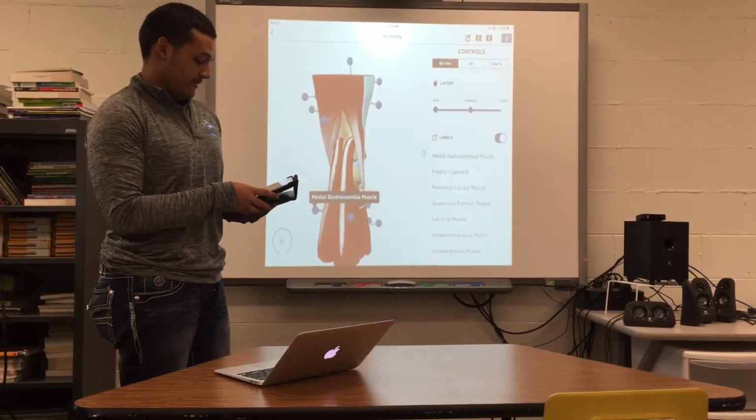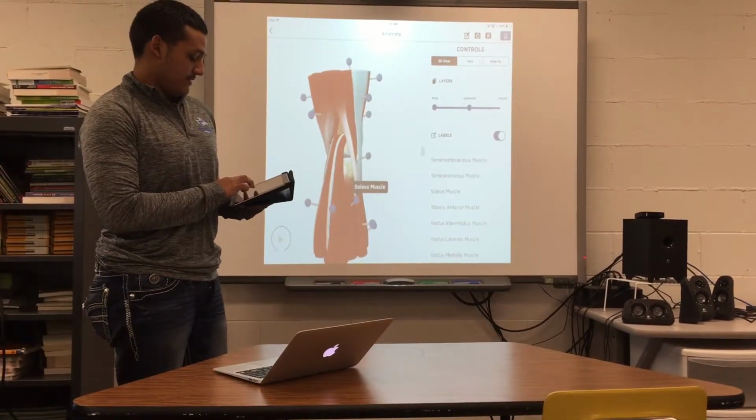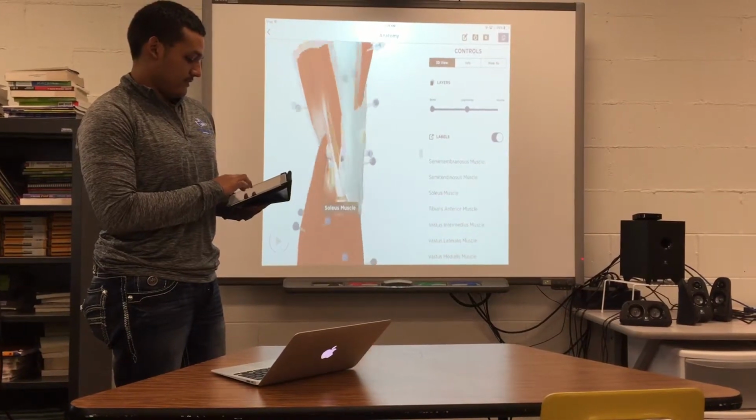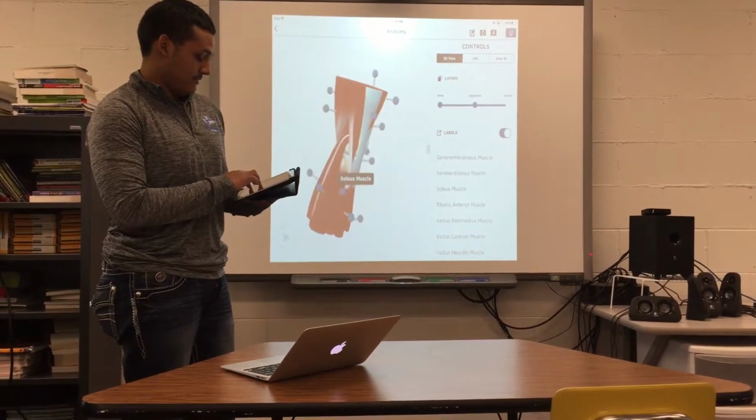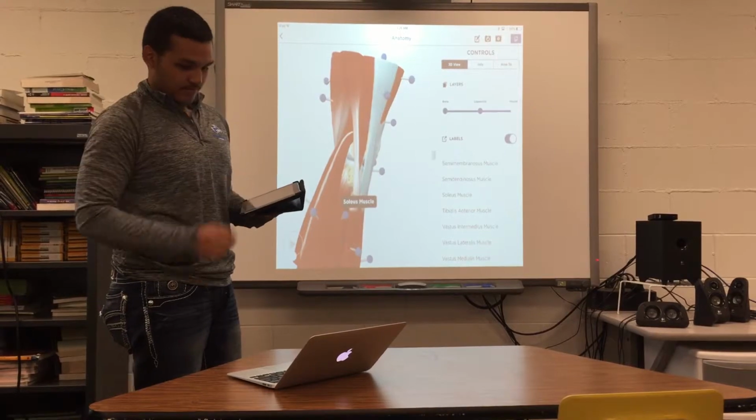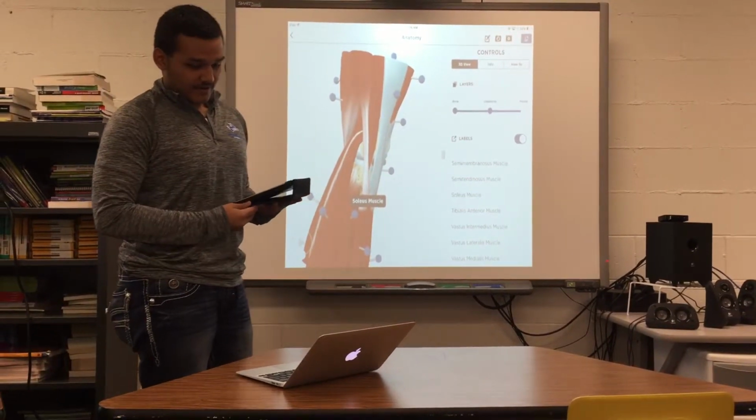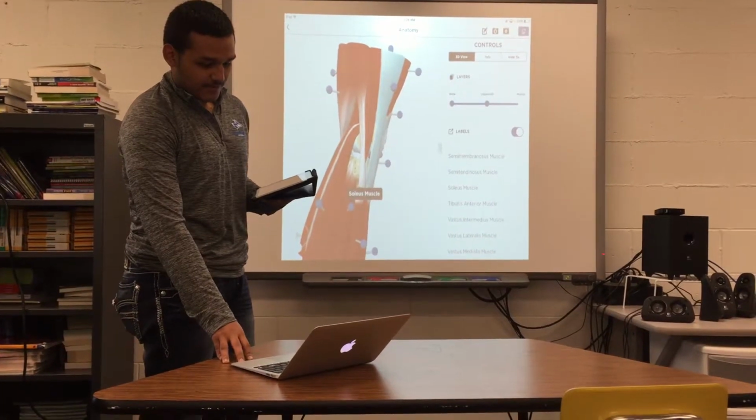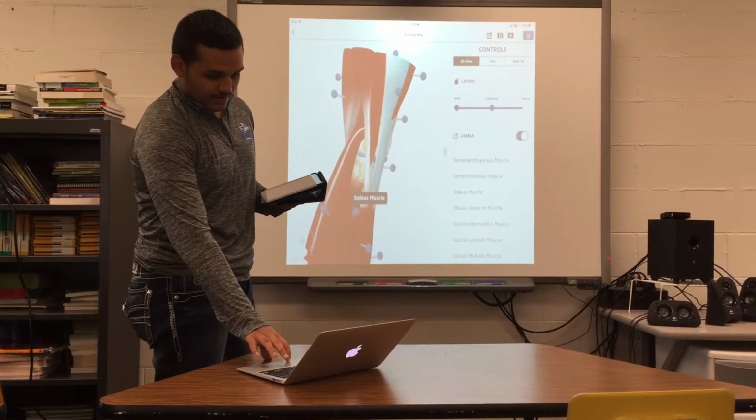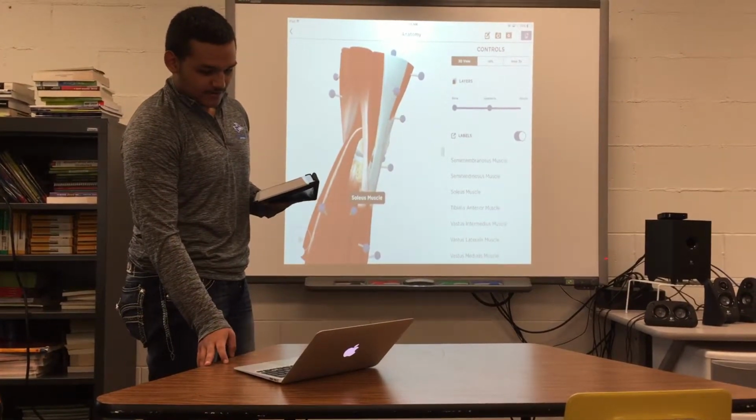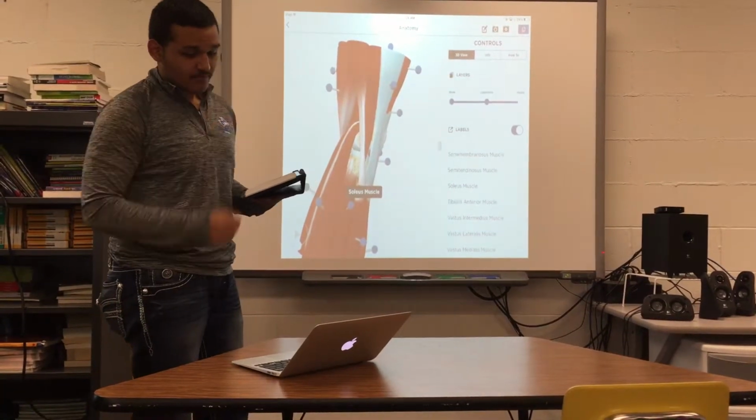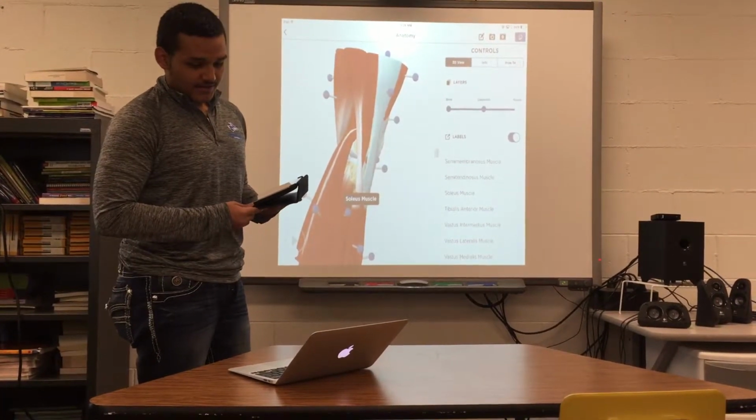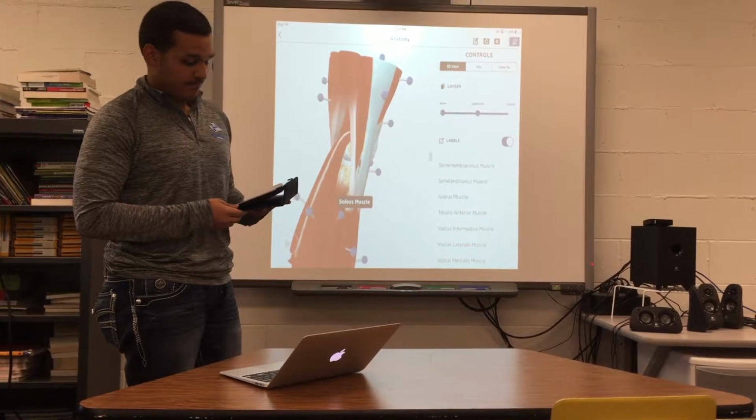Next, we're going to look at the soleus. Right back here, it's just underneath the gastrocnemius. And its origin is the head and shaft of the fibula and the posterior surface of the tibia. Its insertion is the posterior surface of the calcaneus. Excuse me. And the action is plantar flexion of the foot.